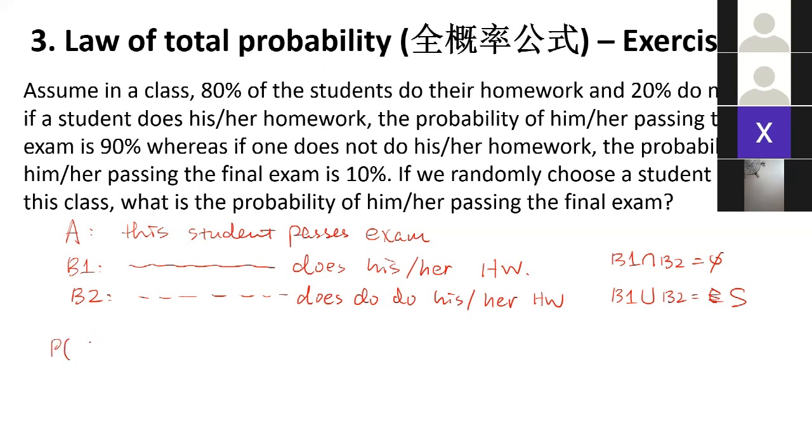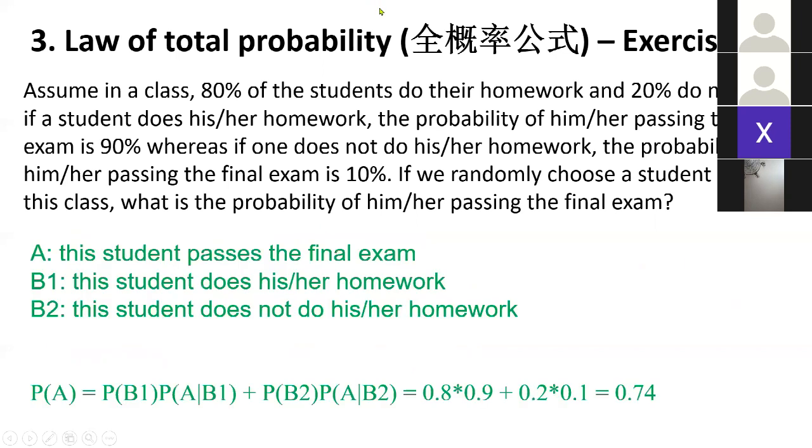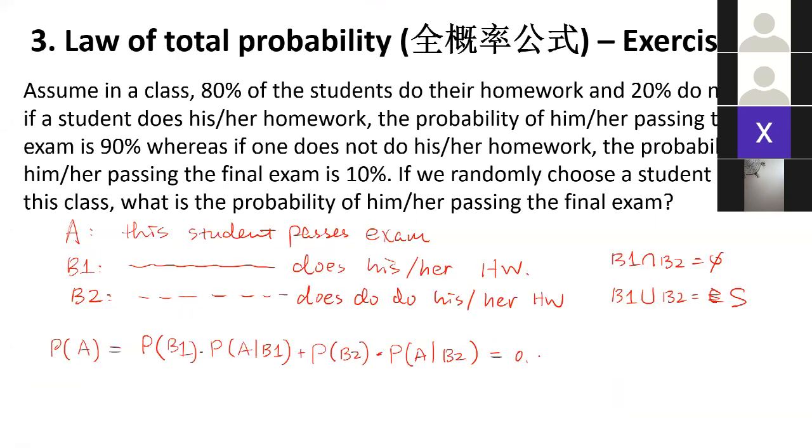So according to the law of total probability, probability of event A is the probability of B1 times the probability of A given B1, right? Plus the probability of B2 times the probability of A given B2 happens, right? Okay, so what is the probability of B1? Probability of B1 is probability of a randomly chosen student does his or her homework. So this is 0.8 because it says here 80% of the students do their homework.